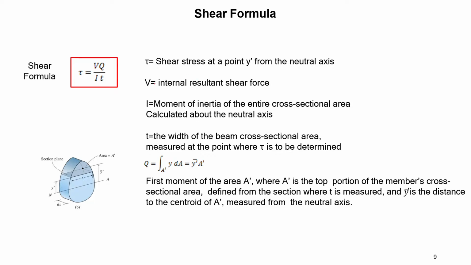And if you dig a bit more, you will know the shear stress at a point y prime from the neutral axis is denoted by these equations. V is the internal resultant shear force acting on that cross-section plane. I is the second moment of area, or you can call it moment of inertia, and t is the width of that beam cross-section, which is shown here as t, and Q is the cross-section first moment of area, right?